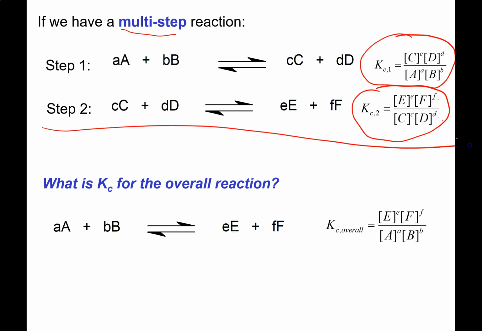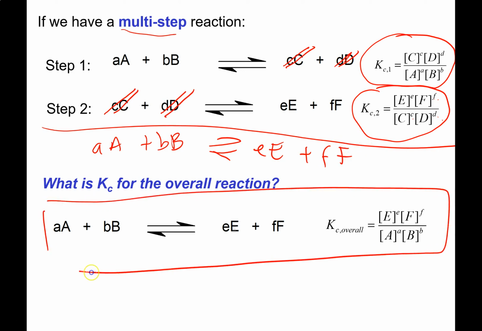So what about if I add these two reactions together? Well, that would cancel, and that would cancel, that would cancel, and that would cancel, and I'd get this overall reaction here, like so. Okay? And so I've got this overall reaction. Can I write an expression for the concentration equilibrium constant? And of course I can, right? Again, it's just going to be products over reactants, and then everything is raised to the power of its stoichiometric coefficient.